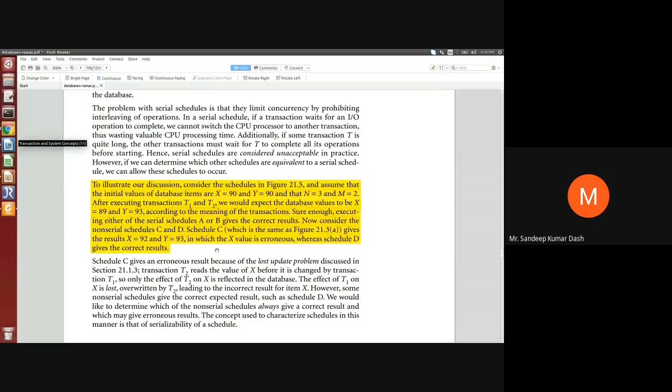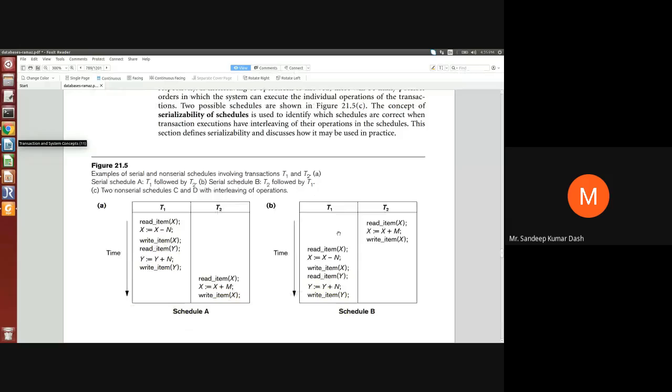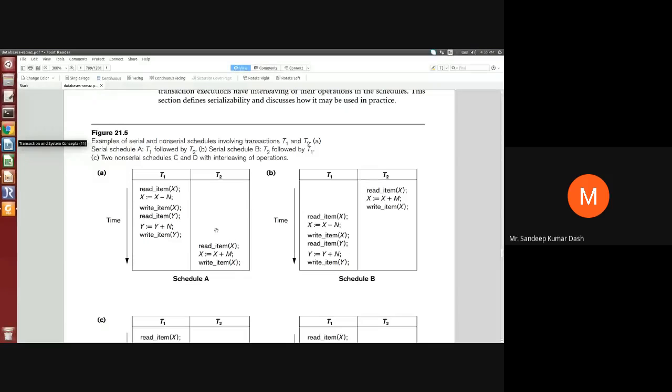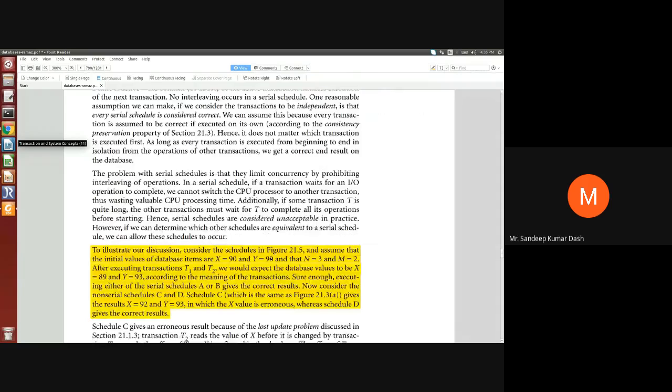Using this, you can get to know how the database goes from one consistent state to an inconsistent state. Say the data items are X and Y with value 90 each. N is 3 and M is 2. Okay. So schedule 21.5. If I go into 21.5, X and Y are both 90. N is 3 and M is 2.